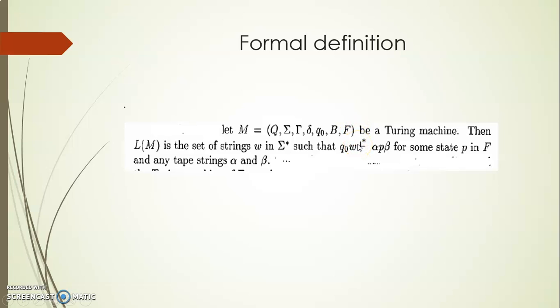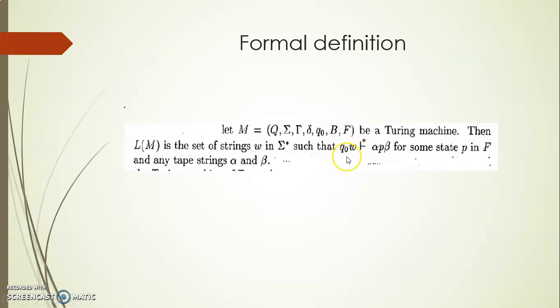I think you are able to follow this. I am repeating again. Let M be a Turing machine. Then I say the language of M is a set of strings w. We are taking it in general. Sigma star, where sigma is nothing but the set of input symbols. So w should be made up of the input symbols. So star means any number of symbols, any instance of the input symbols.